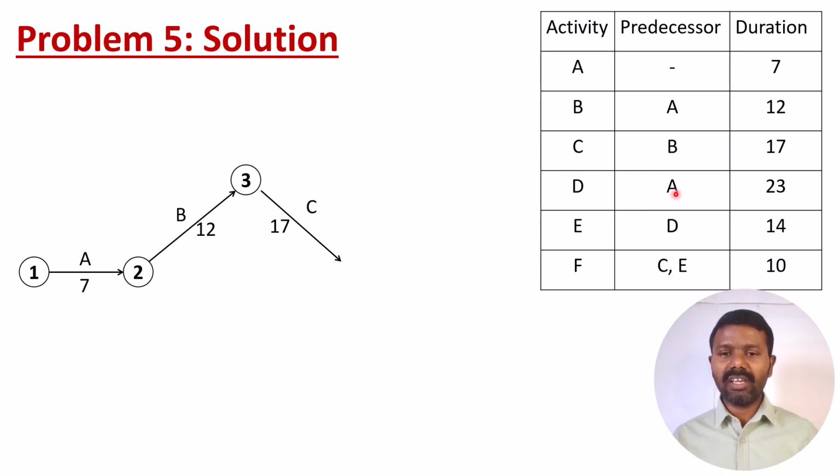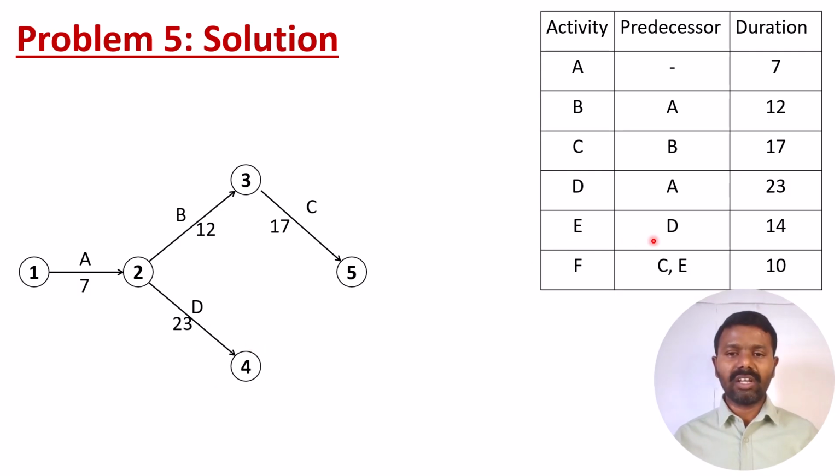Activity C is continued by B. So let us draw activity C in this way. C is taking a duration of 17, and 5 is the end of this activity. And then let us go to activity D. It is preceded by A. So here we will draw activity D, and the duration will be 23, and activity E starts continuing activity D.